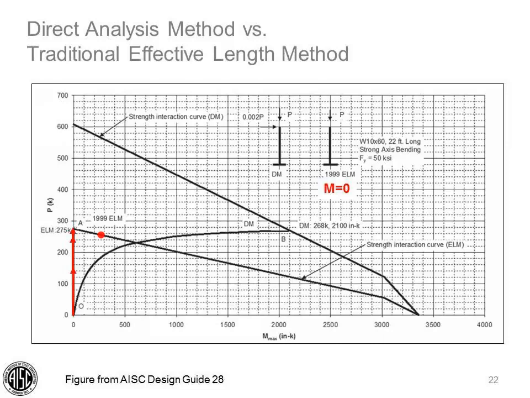Now let's look at the same column again, but this time using the direct analysis method. For the direct analysis method, we'll reduce the column stiffness, apply a notional lateral load of 0.002P, and run a second order analysis. Once again, we'll apply a load of 150 kips axial load to the column, but now we also apply an associated notional lateral load of 0.002 times 150 kips equals 0.3 kips, and run our second order analysis. Notice that we now have moment in our column that didn't show up in the effective length method.